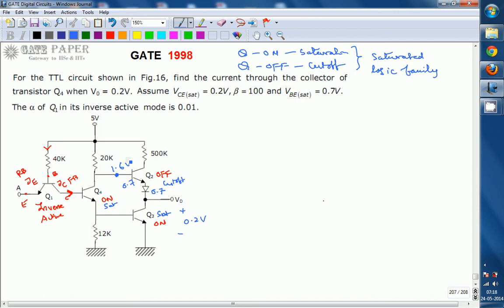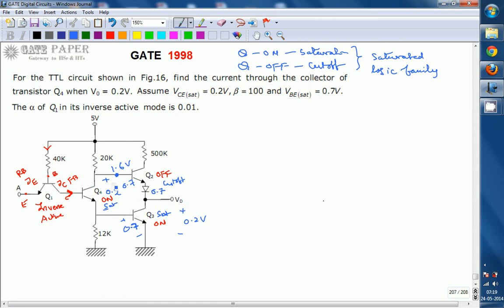But what is the effective voltage you are getting with this hardware circuit? Q3 is on, so the voltage drop over here is 0.7, because VBE saturation is 0.7 volts, and Q4 is in saturation, so the voltage across this one is 0.2 volts.